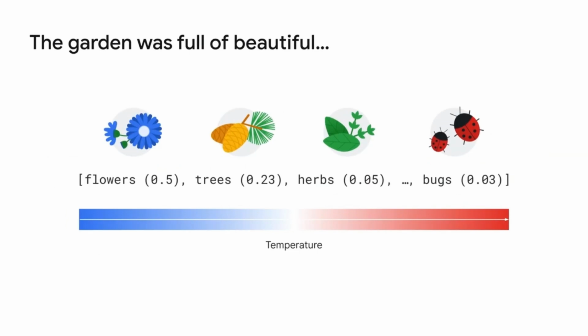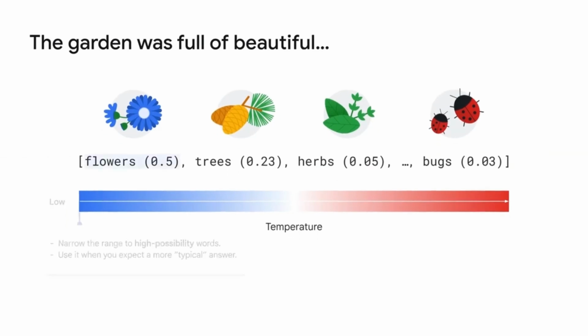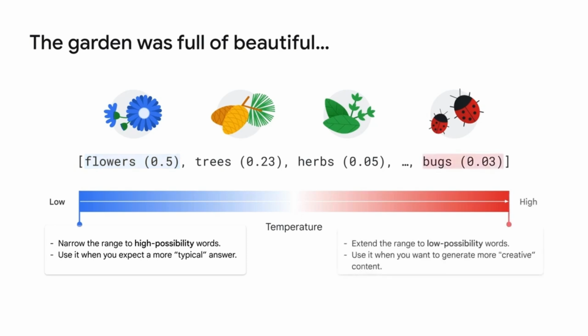Temperature is the number used to tune the degree of randomness. Low temperature means to narrow the range of possible words to those that have high possibilities and are more typical. In this case, those are flowers and the other words that are located at the beginning of the list. This setting is generally better for tasks like questions and answers and summarization, where you expect a more typical answer with less variability.